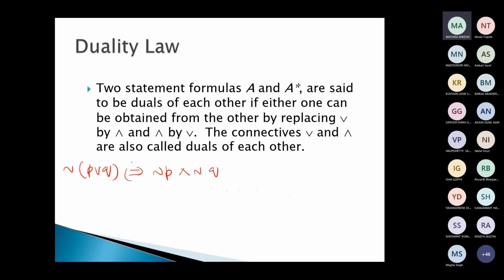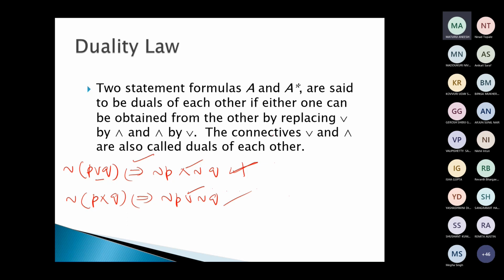Okay, what I'm saying is I'm going to take the dual of this particular formula, right? So what will be the dual of this formula? Not of P and Q is equivalent to not P or not Q. So what I'm doing, simply wherever I find or, I'm replacing it by and, and wherever I find and, I'm replacing it by or. So these two are duals of each other. So one advantage is whenever you want to prove this, it is enough if you prove the equivalence of the dual of that particular formula.